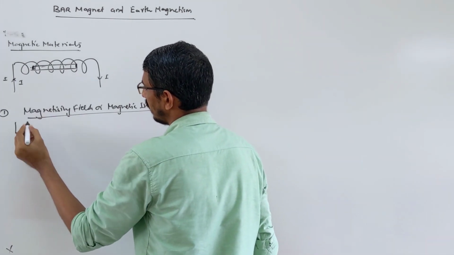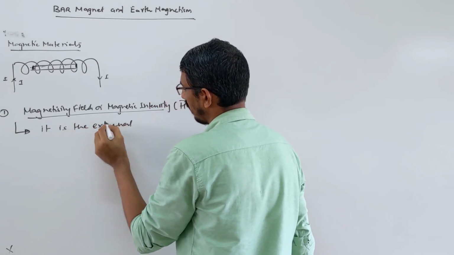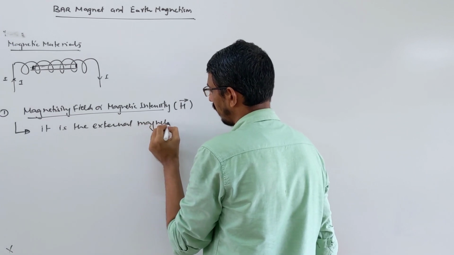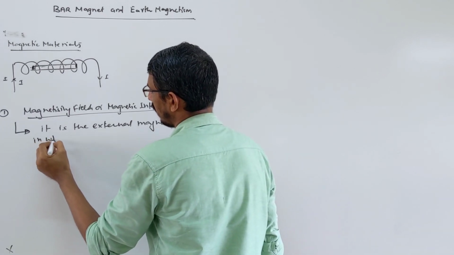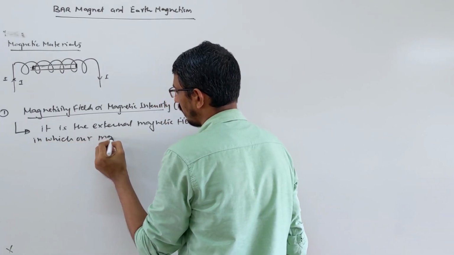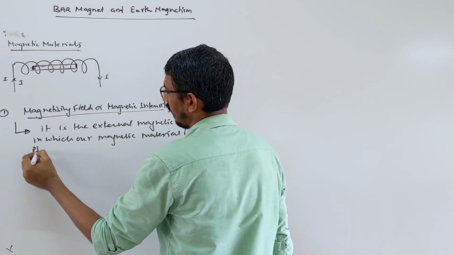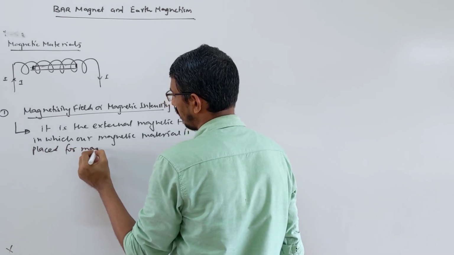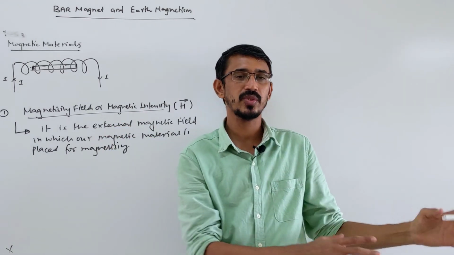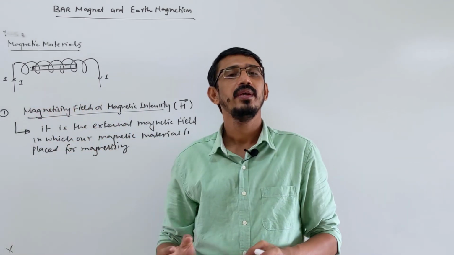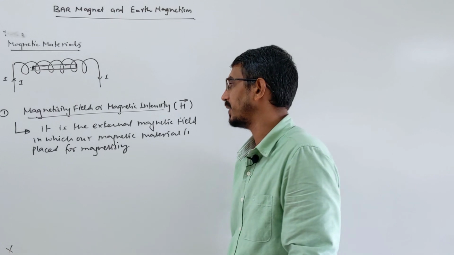If you want to write it in words, it is the external magnetic field, simply a magnetic field, in which our magnetic material is placed for magnetizing. It is a magnetic field produced by some source, just like a solenoid, in which our material is placed, and this material is getting magnetized. We represent it by the symbol H.